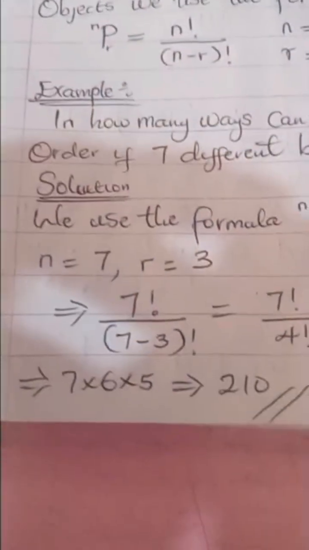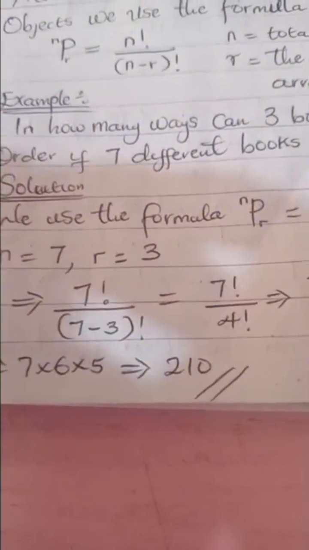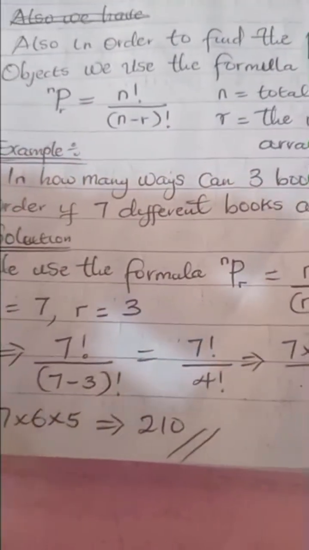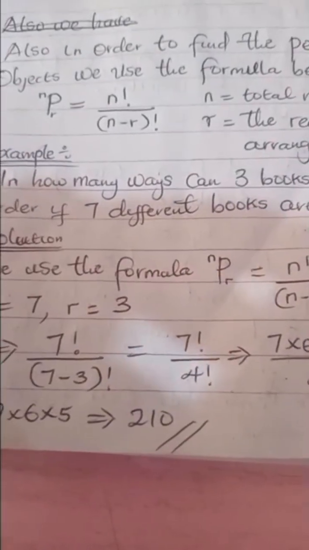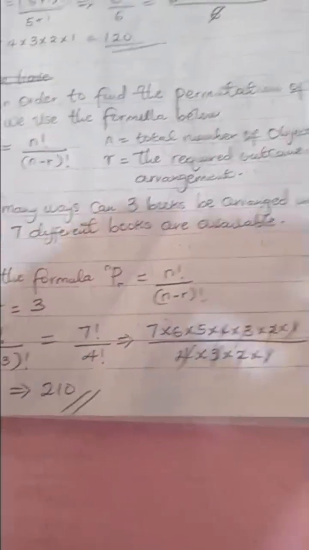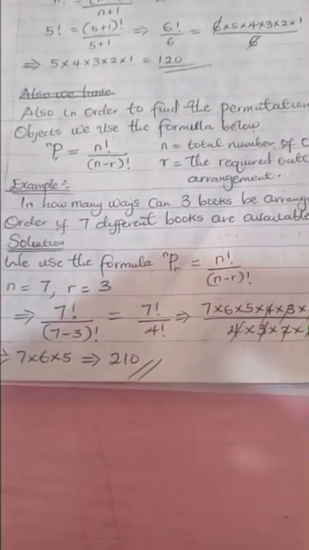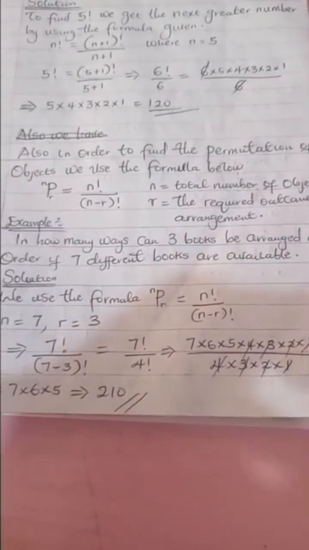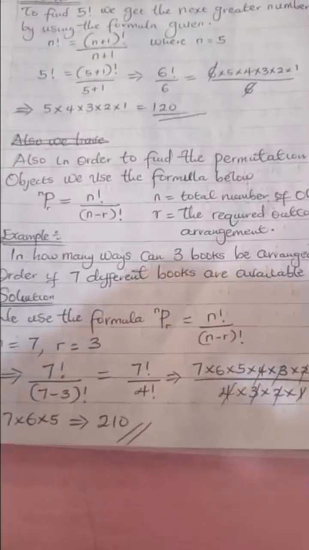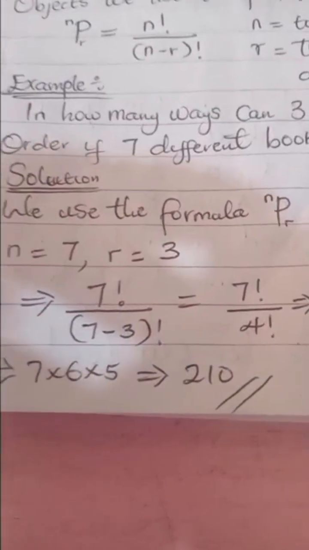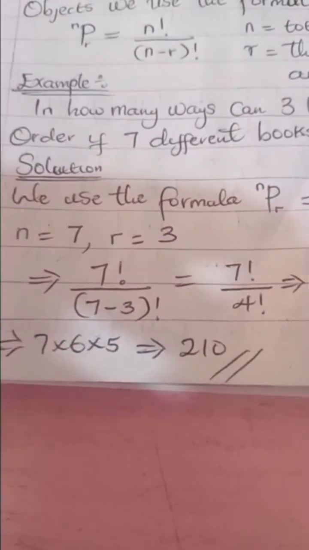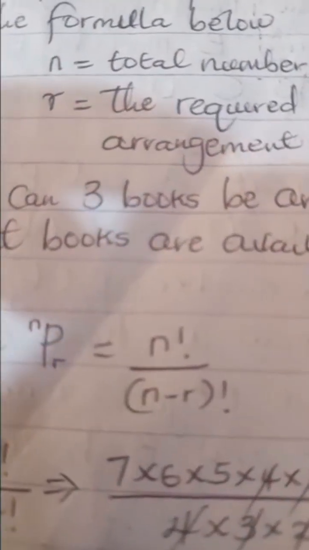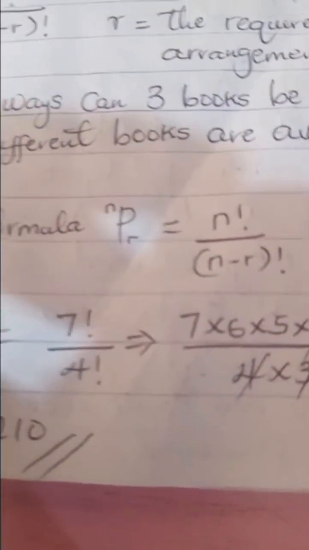Now let's take an example. Look at this example. In how many ways can 3 books be arranged in order if 7 different books are available? In how many ways can 3 books be arranged in order if 7 books are available? Now look at the solution here. We use this formula to solve it. This particular formula we're using to solve.